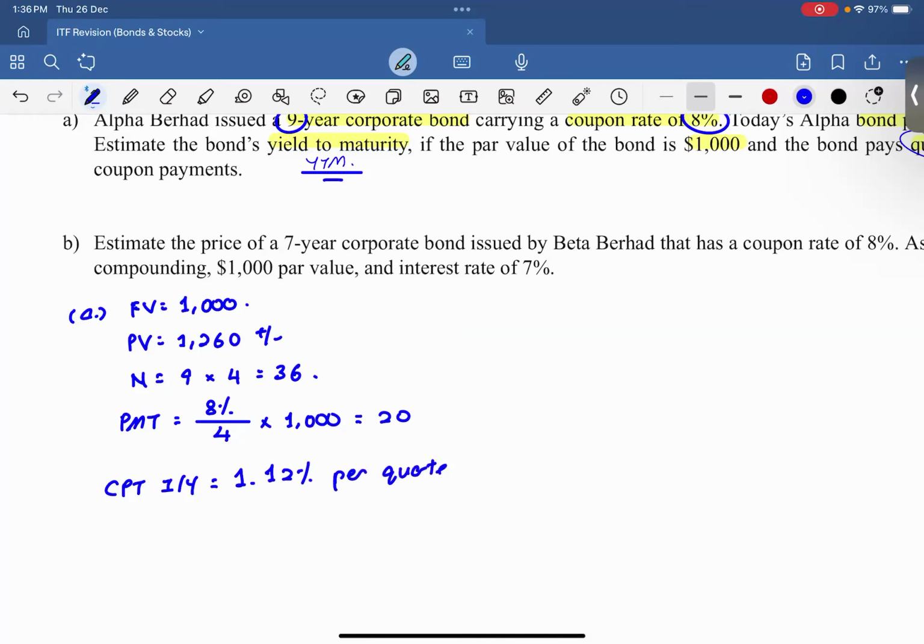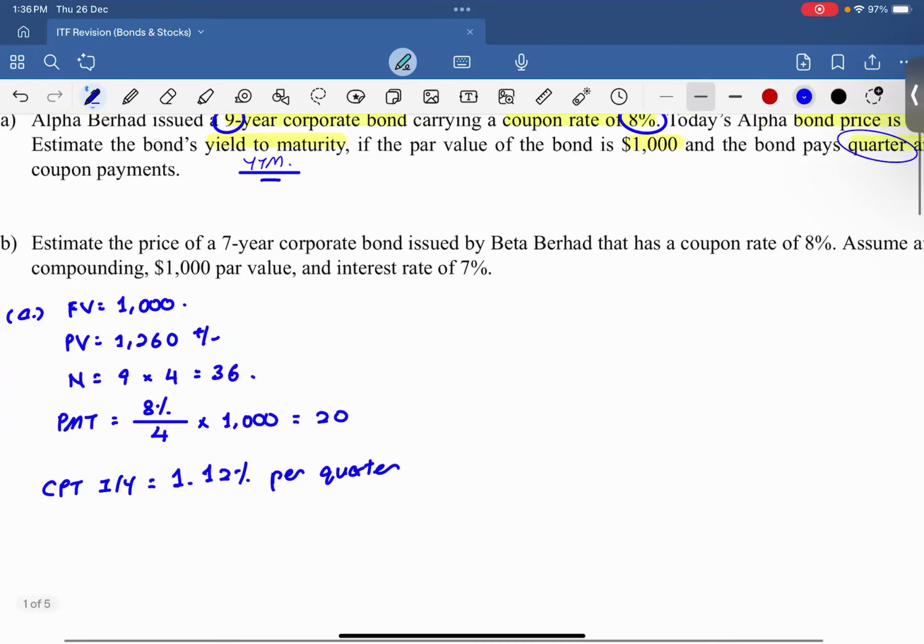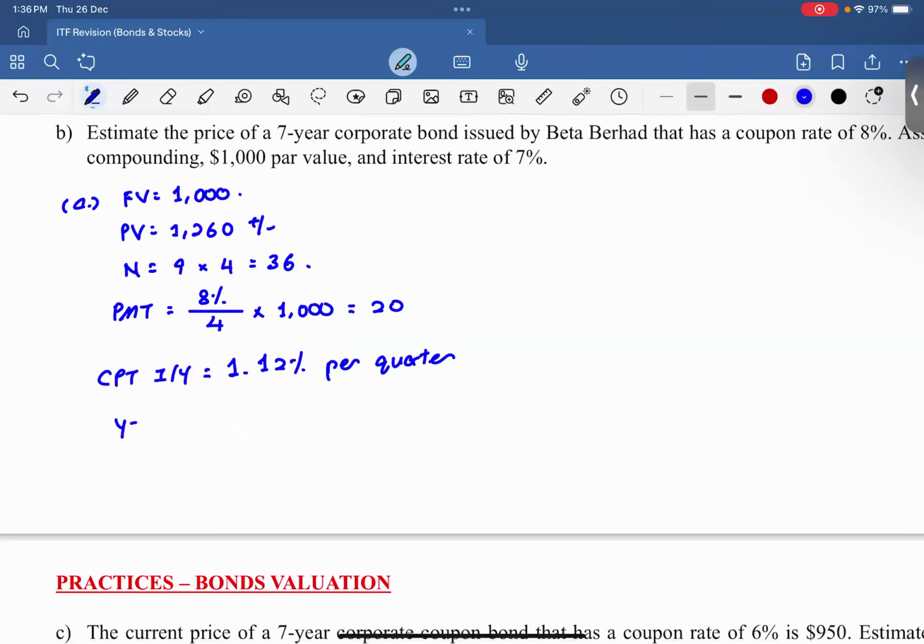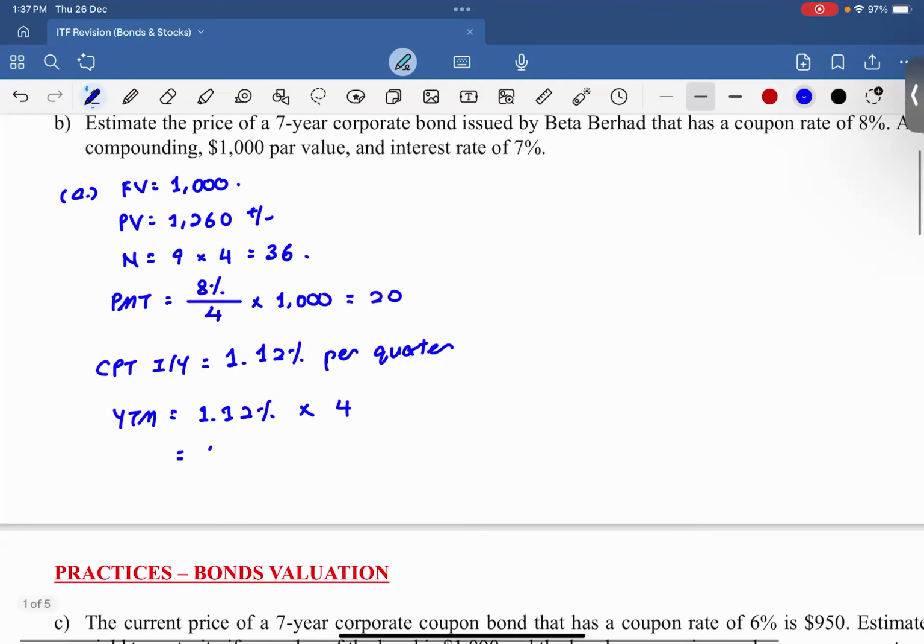So it's not the end of the answer yet. It's per quarter. Therefore, now I want to convert into yield to maturity. I need to use 1.12% times 4 because in a year there will be 4 periods. So 1.12 times 4, I get 4.48% per annum, compounded quarterly.